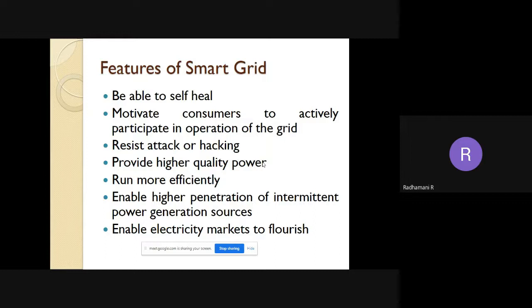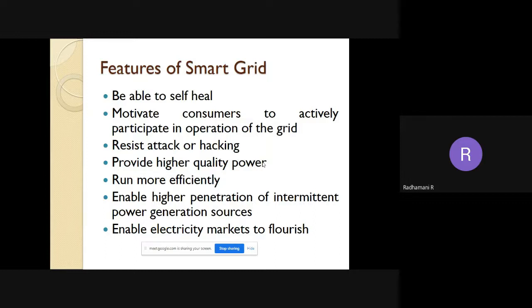Definitely the power quality should be high, run more efficiently, and also they enable higher penetration of intermittent power generation resources. And the final feature is to enable electricity markets to flourish. So these are some features of our smart grid.